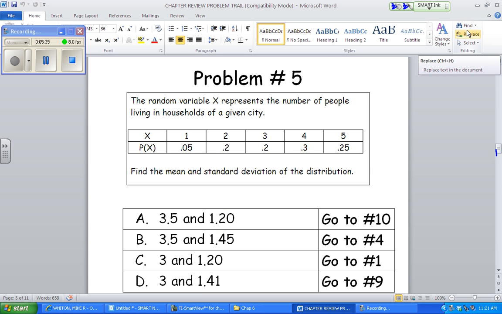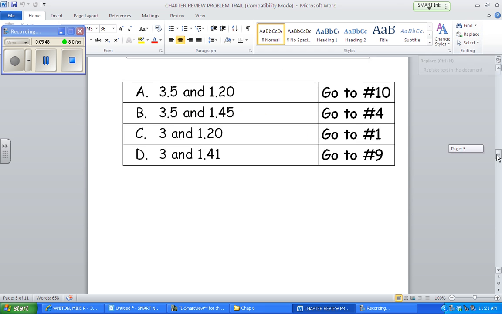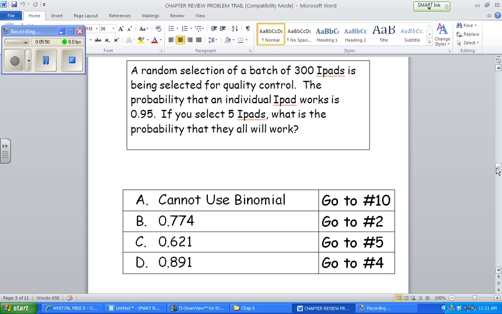Okay, moving on to number 6. Let's get that ink out of here. Okay, a random selection of a batch of 300 iPads is being selected. The probability that an individual iPad works is 0.95. If we select 5, what is the probability that they all work?